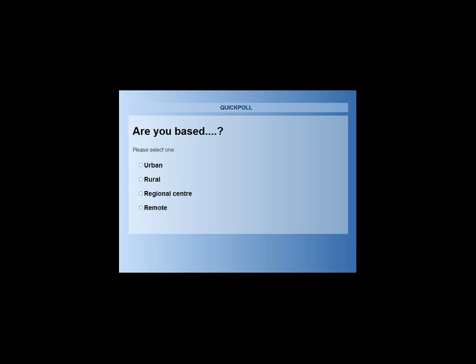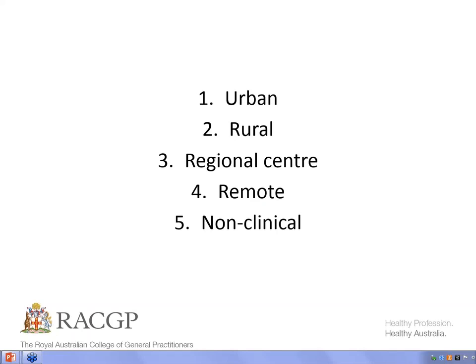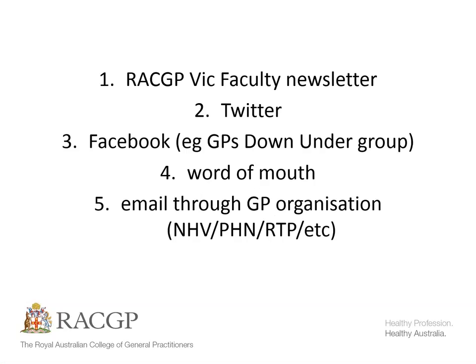Excellent. All right, we'll close that, and I'll just read out the responses. We've got 48% urban based, 40% rural, 10% in the regional centre, and 3% remote. So welcome to everyone. We've obviously got a range of people from all over Australia and possibly internationally as well, but this is very much an Australian-based webinar. So we'll go through to the next and the last of these polls at this stage.